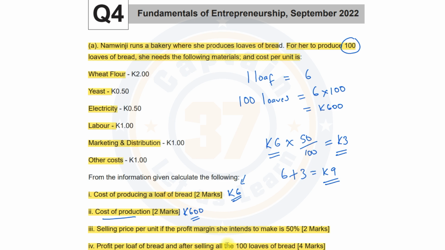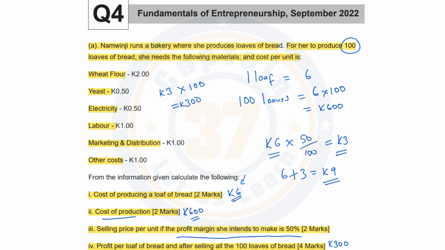How much are we selling each loaf of bread? We are selling each loaf of bread at 3 kwacha. Where did I get this 3 kwacha? Remember, we were told that she intends to make a profit margin of 50%. Therefore, she's going to sell each loaf at 3 kwacha. And how many loaves are there? There are 100. So together, when we multiply 3 by 100, it gives us 300 kwacha. And therefore, the profit after selling all the 100 loaves of bread is going to be 300 kwacha.